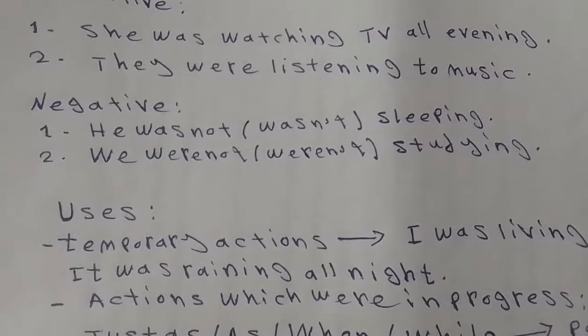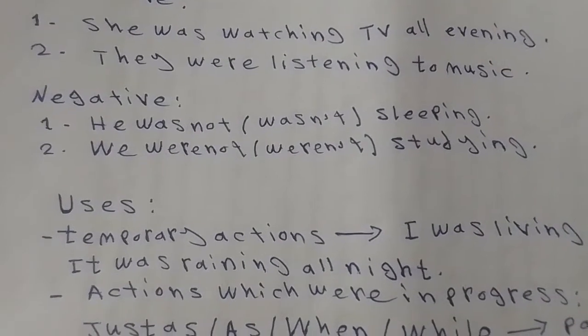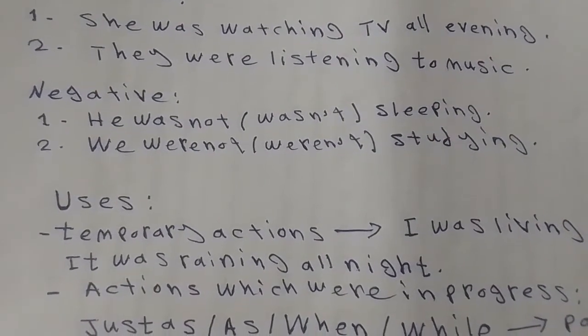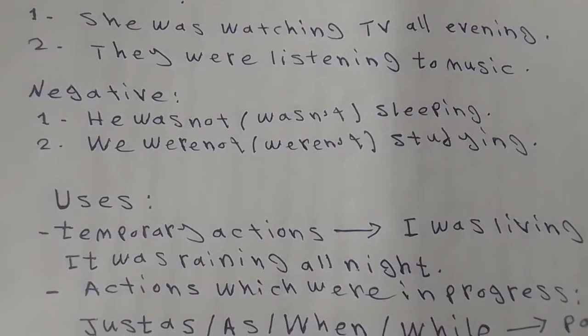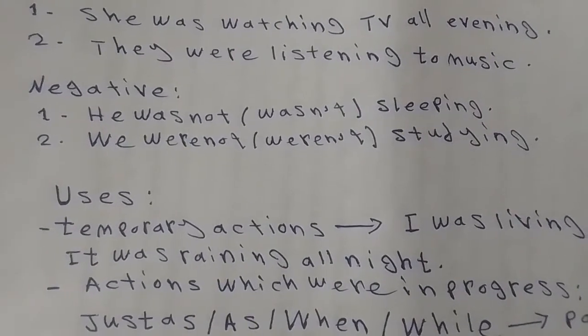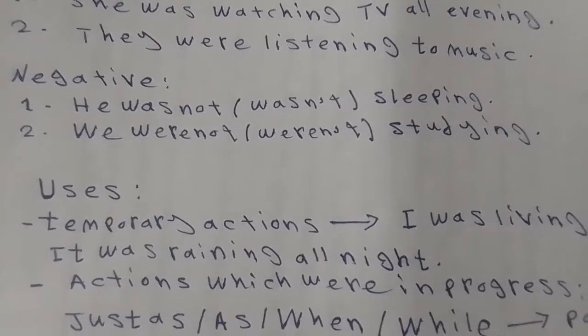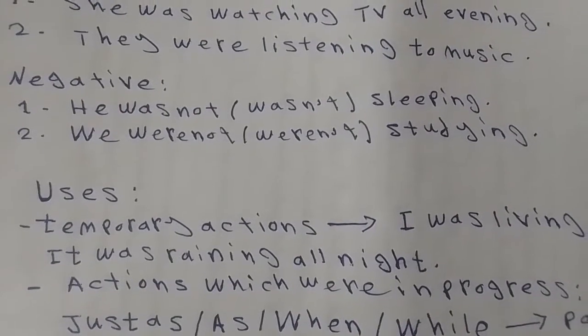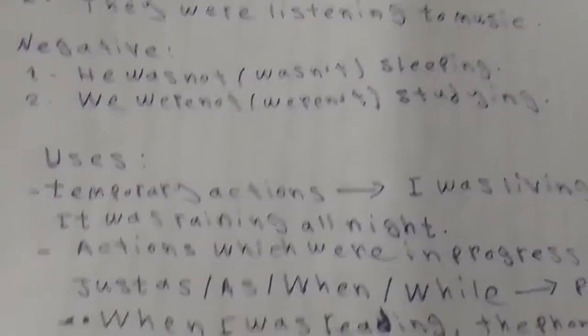How about the negative form? In the negative form, we simply add not after was and were. So we say he wasn't or was not sleeping. In the second example, we were not studying.